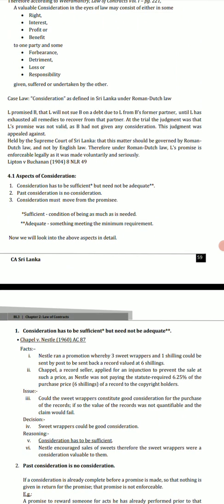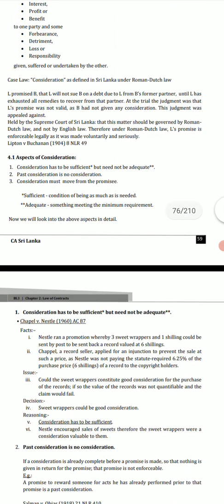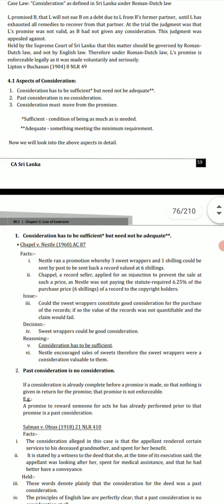So let's go to the aspects of consideration. It has to be sufficient, but not need to be adequate. Please highlight that. Past consideration is no consideration. Past contracts that you have considered are not consideration. It has to be always new. And consideration must move from the promisee. So sufficient and adequate have been given their meanings.